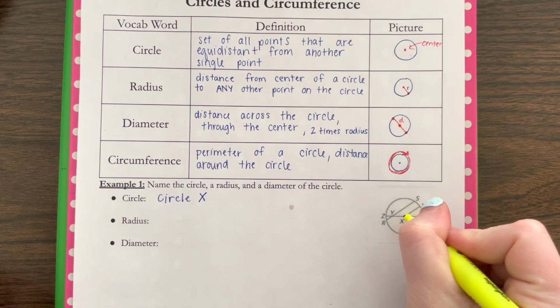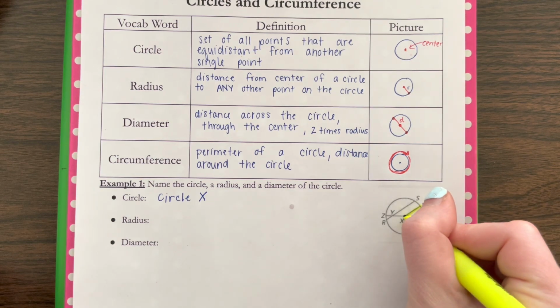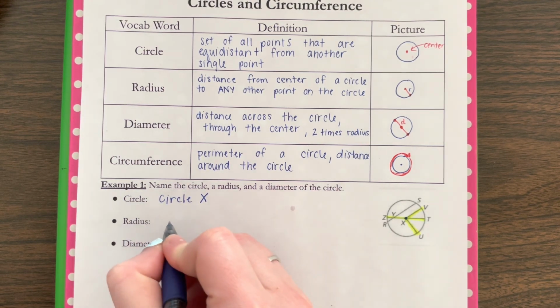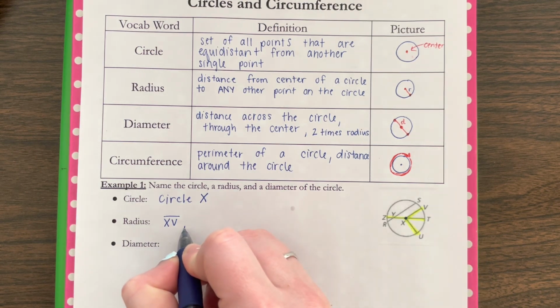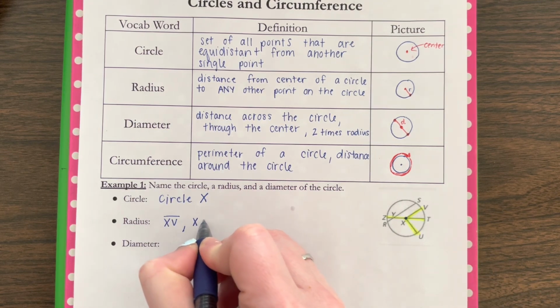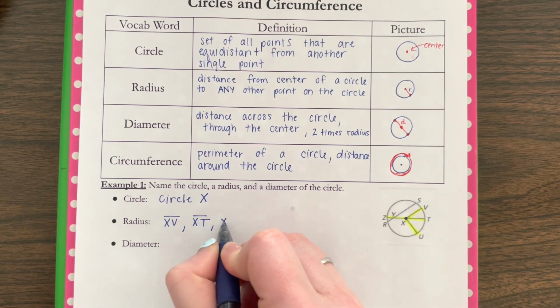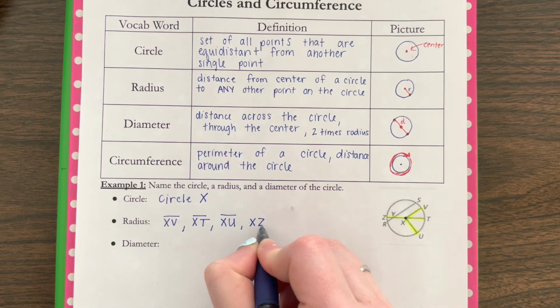So here's the center, and we can see there we have a radius. We have a radius here, here, and here. So we actually have 4 different radii of our circle. That would be line segment XV. The way we signify that is we put a line above it with no arrows, which shows that it's a segment. So we have XV, then we have XT, line segment XU, and line segment XZ.